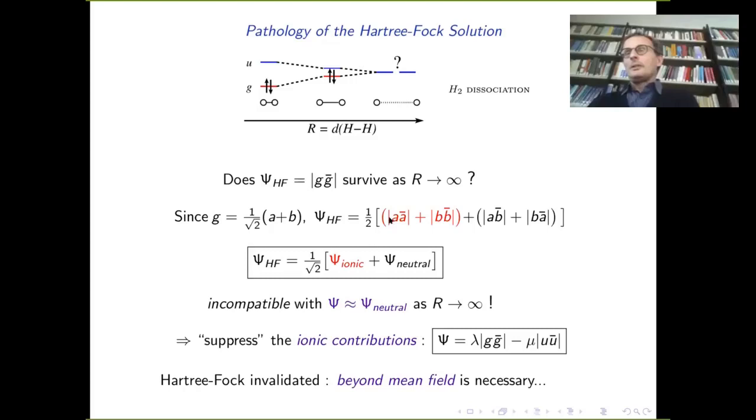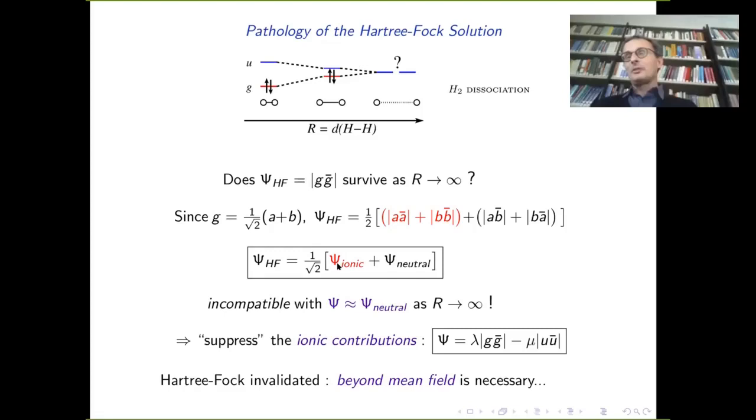The Hartree-Fock wave function can be split back, in the atomic view, into two electrons on site A and two electrons on site B. These forms are naturally called ionic, because it is as if you had an H minus ion in contact with a proton, whereas these ones can be referred to as neutral forms. Therefore the Hartree-Fock solution can be expanded into ionic and neutral forms. And what do we expect as R goes to infinity? Evidently, the neutral form should survive, whereas the ionic contribution should definitely disappear.